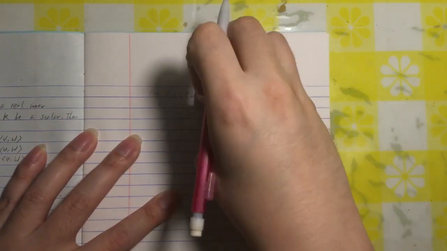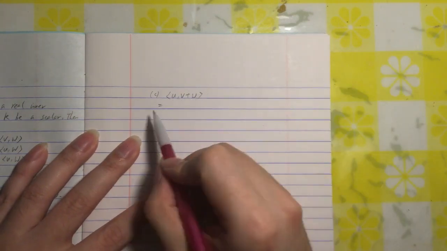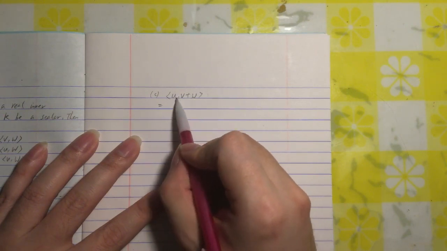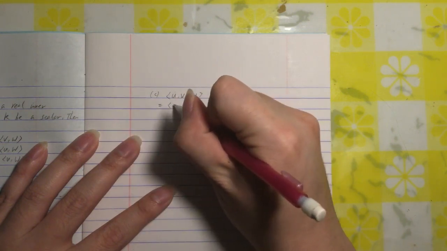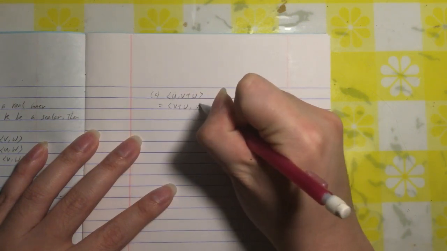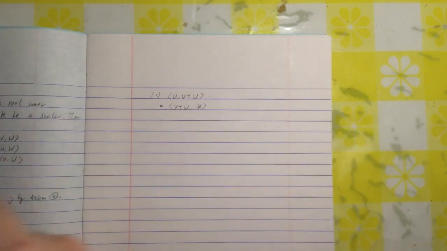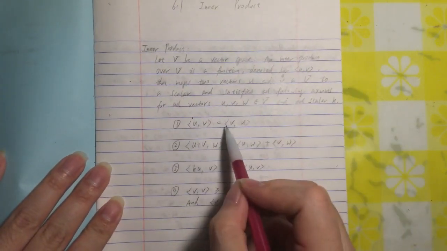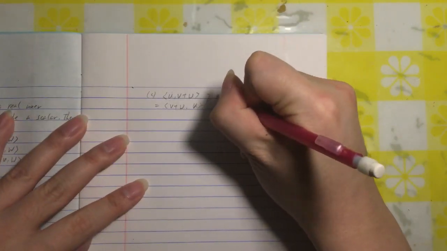How can we prove it? Inner product of u, v plus w. I can first of all switch the first and the second vector. So put v plus w in the front, put u on the back. That's by axiom 1. By axiom 1, I can interchange two vectors.